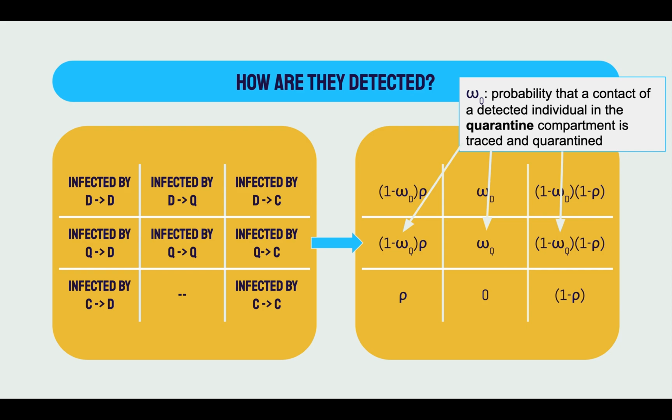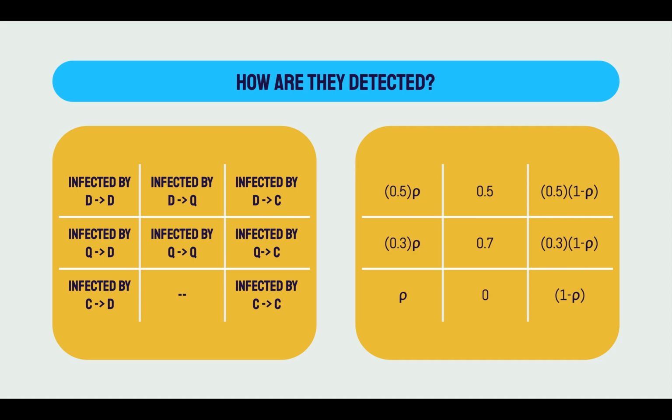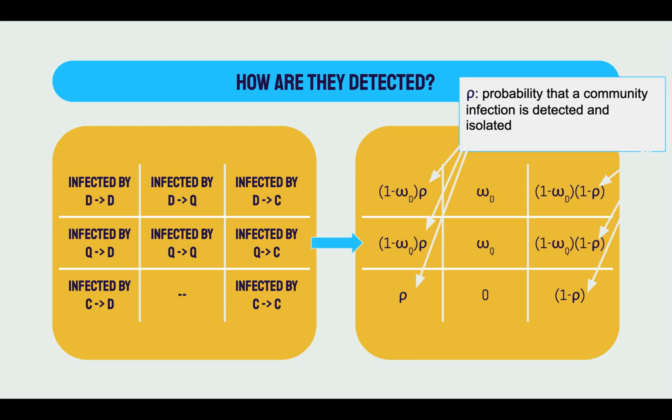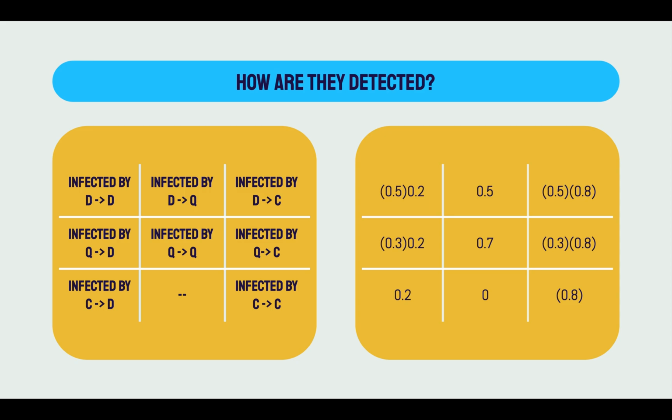And then the omega Q, that's the probability of a contact that's detected in the quarantine compartment is traced and quarantined. And so we could put in a value for that, for example, 0.7, which 1 minus that would be 0.3. And then finally, these rows here, this is going to be the probability that a community infection is detected and isolated. So how likely is someone just in the general community to be detected and isolated? And so we could say maybe 20% of people just in the general community are being detected, 20% of infections are being detected, and so we could put that in for each of those probabilities.